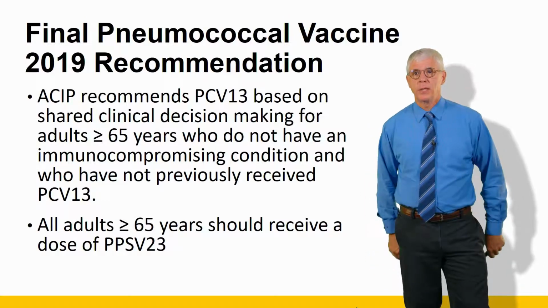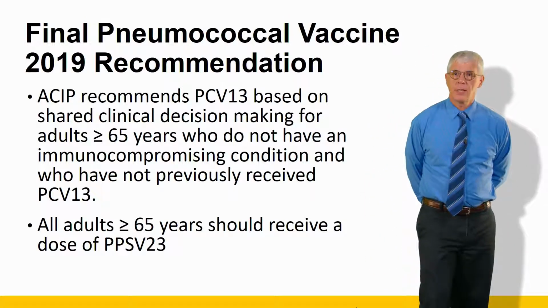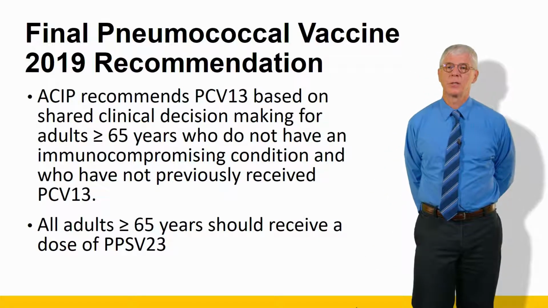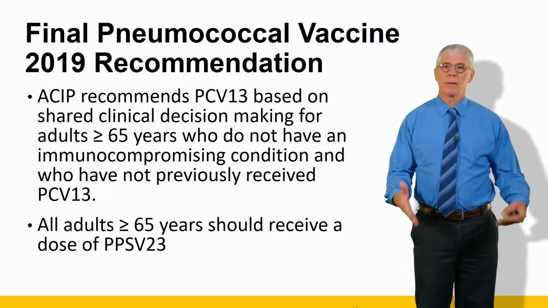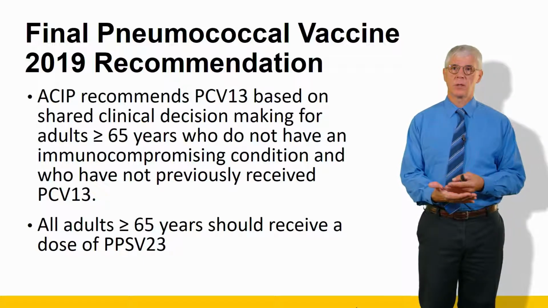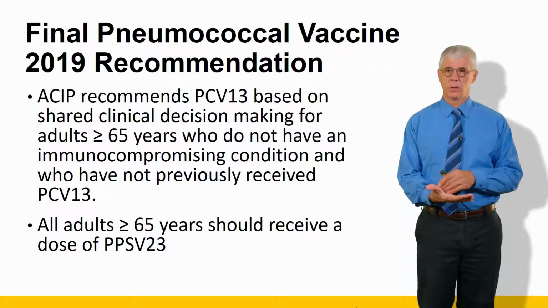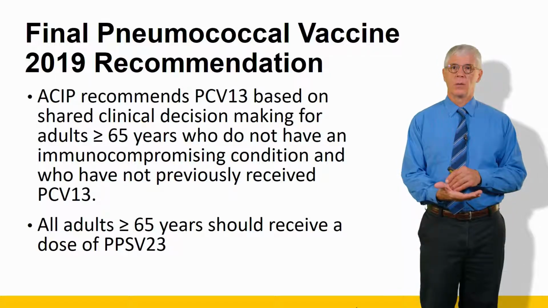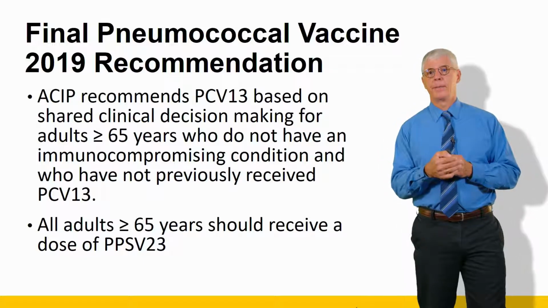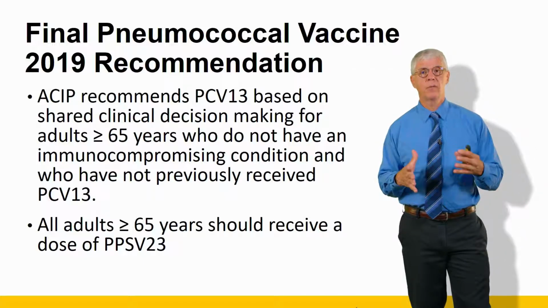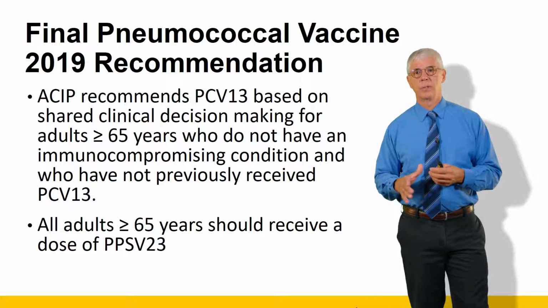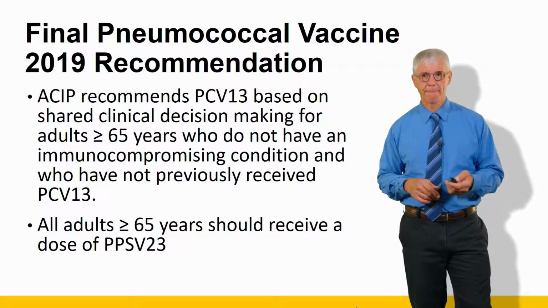So here is the ACIP recommendation, which we all read and kind of scratched our head about until we looked at the data. They do recommend this PCV13 pneumonia vaccine based on shared decision making for anyone 65 and older. And again, these are non-immunocompromised patients. And they continue to recommend for everyone over 65, and many people under 65 based on other conditions, that they still get the PPSV23.